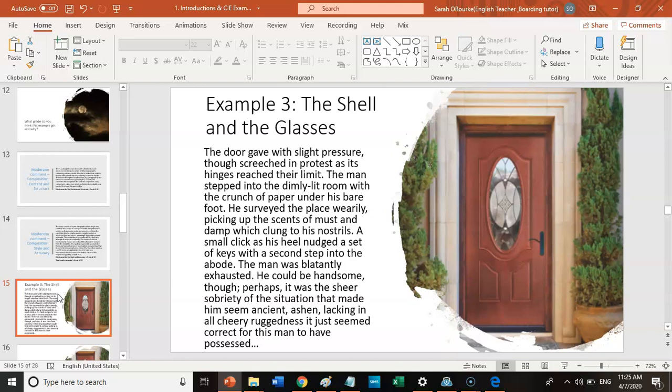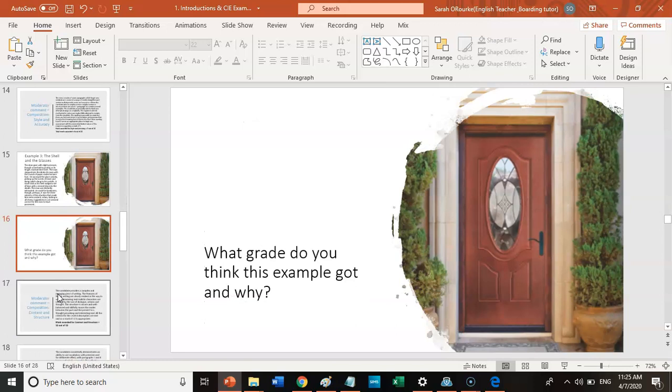The door gave with slight pressure, though screeched in protest as its hinges reached their limit. The man stepped into the dimly lit room with a crunch of paper under his bare foot. He surveyed the place wearily, picking up the scents of must and damp which clung to his nostrils. A small click at his heel nudged a set of keys with a second step into the abode. The man was blatantly exhausted. He could be handsome, though, perhaps. It was the sheer sobriety of the situation that made him seem ancient, ashen, lacking in all cheery ruggedness. It just seemed too correct for this man to have possessed, blah, blah, blah.